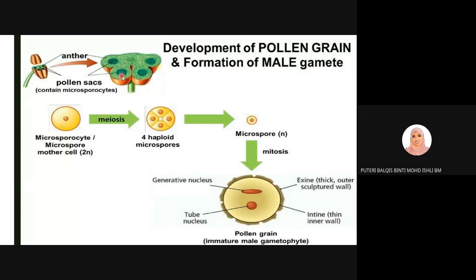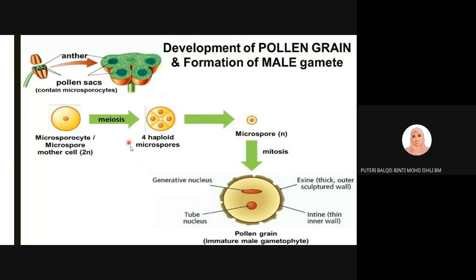Dalam pollen sac ni ada beribu-ribu microsporocyte. Dalam setiap pollen sac ni, dalam setiap pocket ni ada banyak sangat microsporocyte. Bukan dia ada satu saja, tapi dia ada microsporocytes banyak. So this microsporocyte, or you can call that a microspore mother cell, is diploid. This microspore mother cell will undergo meiosis to form 4 haploid microspores.